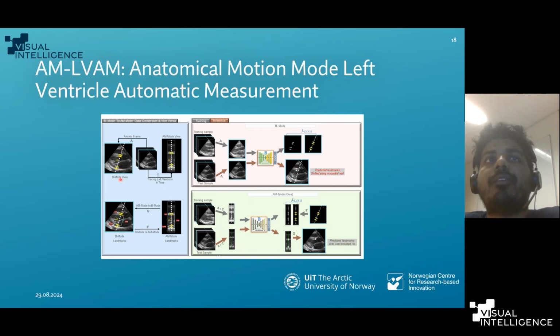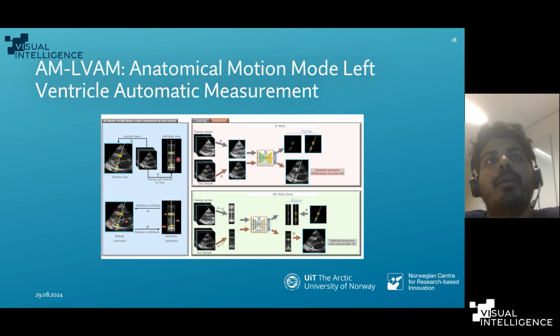And so what we did, we computationally derived the scan line from the training data, because we have 4 coordinates provided, and we derived a scan line. Around the anchor frame, we computationally created a simple AMM image by tracing the left ventricle using our interpolation function T.